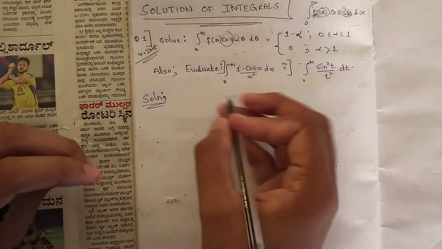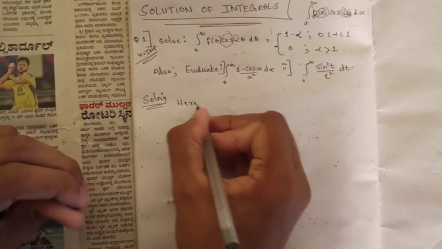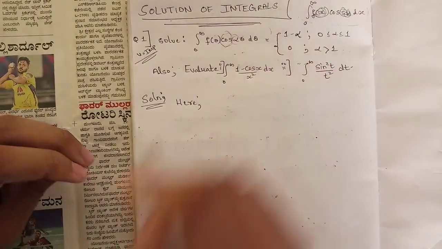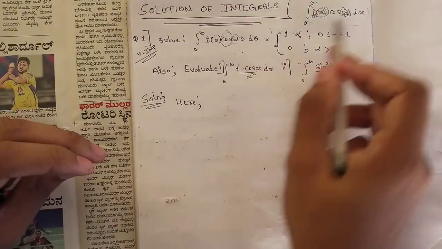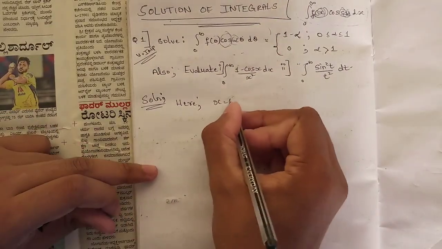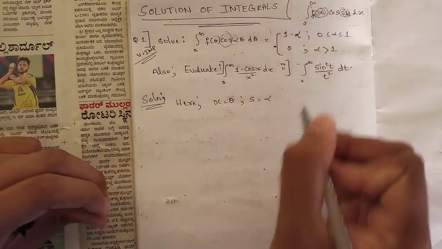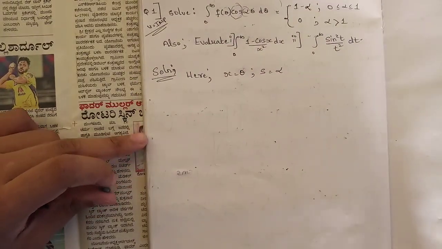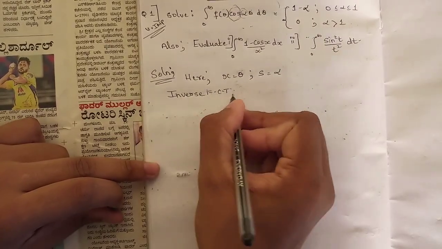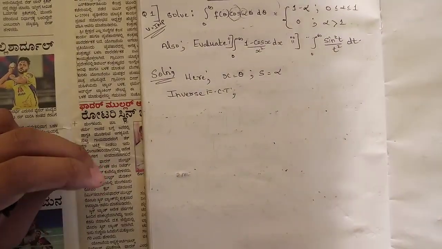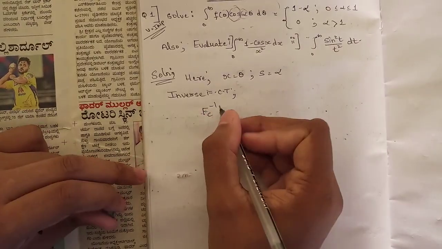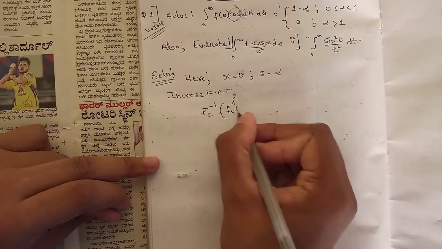So we are going to write the same thing as the solution itself. First write that by comparing these, we can see that this is a Fourier cosine transform. By comparing these two equations, write the values which are equal: x is equal to theta and s is equal to alpha. Now the first thing we need to do is use the inverse Fourier cosine transform, that is Fc inverse of Fc of theta.